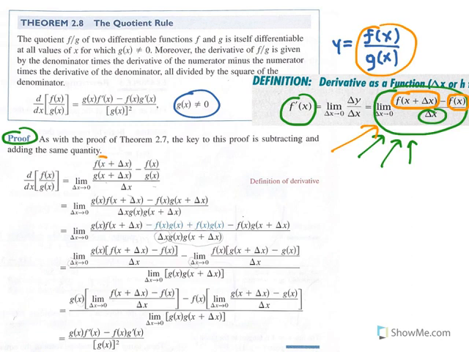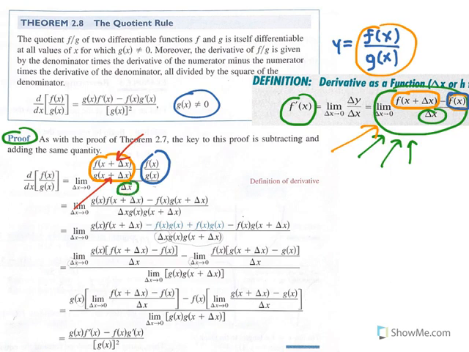So here we have the function evaluated at x plus delta x. So we have the numerator f evaluated at x plus delta x and the denominator g evaluated at x plus delta x. And then we are subtracting, I'll use a different color here, we are subtracting the function evaluated at x. And then we're dividing all of that by delta x.